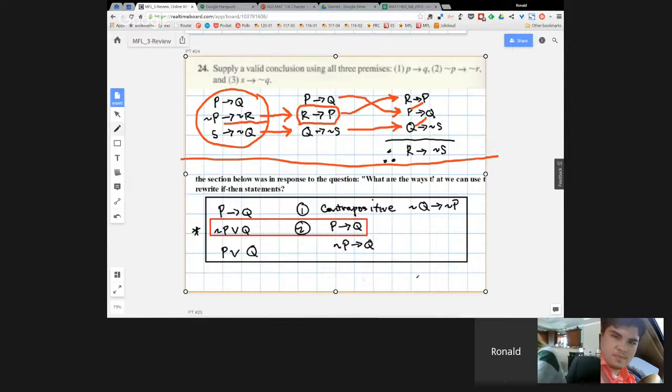So, however you can remember that, I'm using the words that work in my head to remember that. All right, so there's number 24.